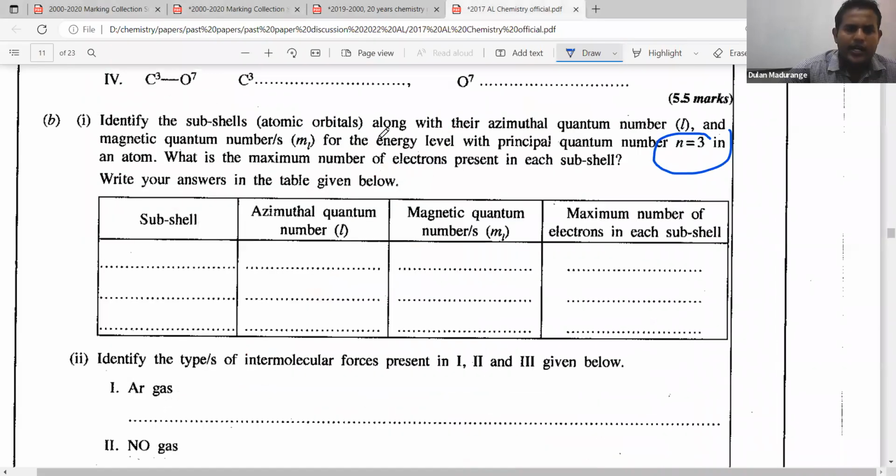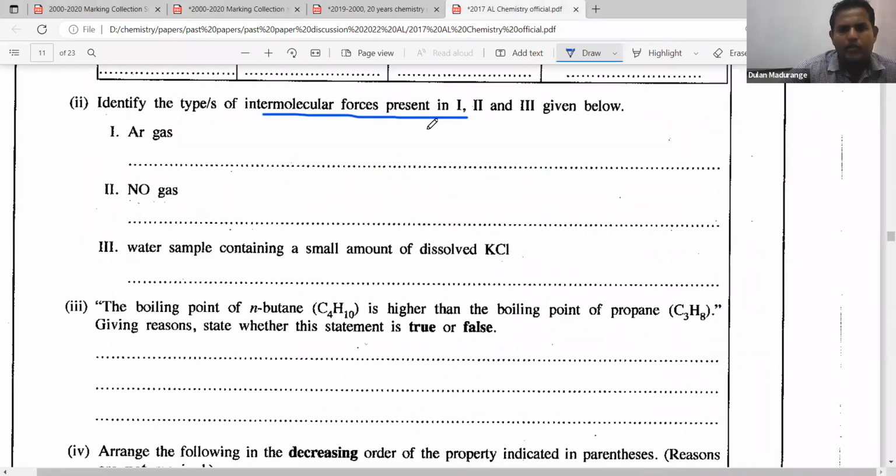In the question they are asking to identify the types of intermolecular forces. When you consider argon, it's a nonpolar species. So between nonpolar species, we have London forces. Intermolecular forces means secondary interactions.